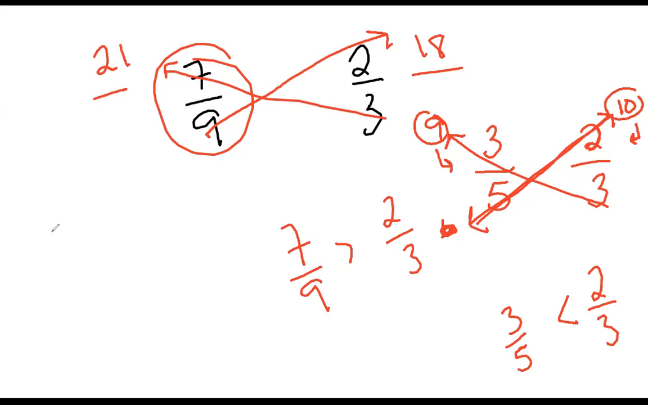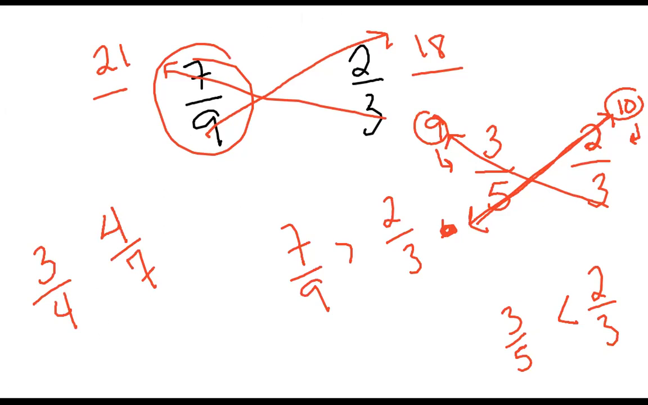All right, one more example. Let's do 3/4 and 4/7. When you cross multiply, you go from bottom to top, not top to bottom. Always bottom to top. Okay, I got you.